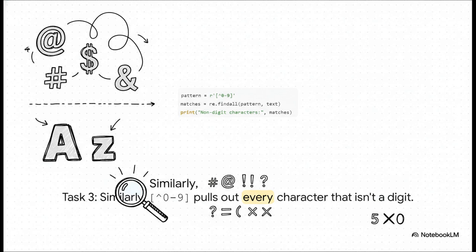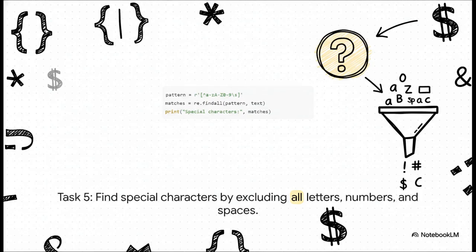The pattern, quote, not 0 through 9, tells the computer, find me every single character that is not a digit from 0 through 9, and the result is a nice, clean list of all the letters, symbols, and spaces that were in our text. And here is where it gets seriously powerful, because we can just combine all these rules. Take a look at this pattern. We're telling Regex to find anything that is not a lowercase letter, not an uppercase letter, not a digit, and not a white space character. So what does that actually leave? Just the special characters. The @ symbol, the exclamation point, the parentheses, all isolated in one go.